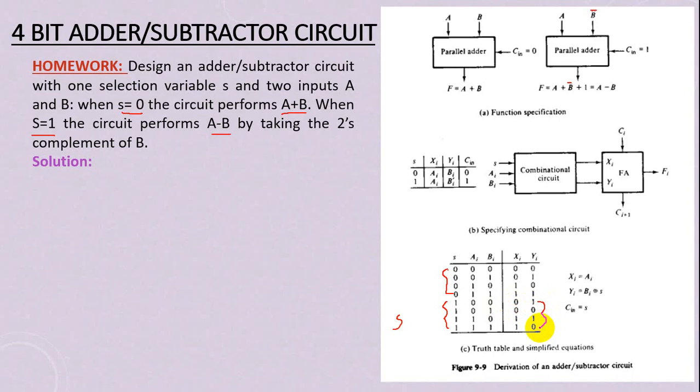So if we solve the logic equation for it, X equal to A, Y equal to B exclusive OR S. Look at over here. This is the exclusive OR operation. B exclusive OR S. When they are opposite, we get high output. When B and S are opposite, we get high output. When they are equal, we get low output.